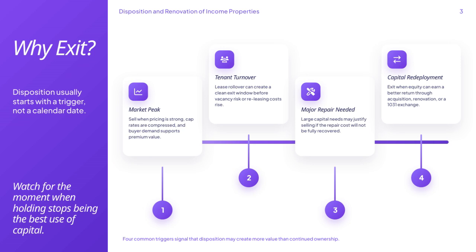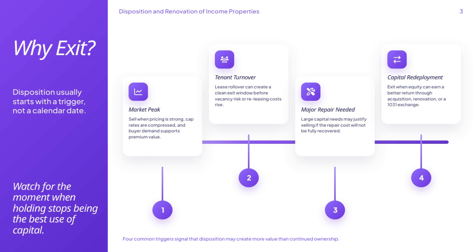Another factor is tenant turnover. Lease rollovers can create a clean exit window before vacancy risk or re-leasing costs begin to increase, making it a strategic time to sell. Major repairs are also a significant consideration. If a property needs a large capital investment for repairs that won't be fully recovered in value, selling might be the smarter choice. Finally, capital redeployment is a key motivator. If you can earn a better return by reinvesting equity in acquisitions, renovations, or through a 1031 exchange, it makes sense to exit and put your money to better use.